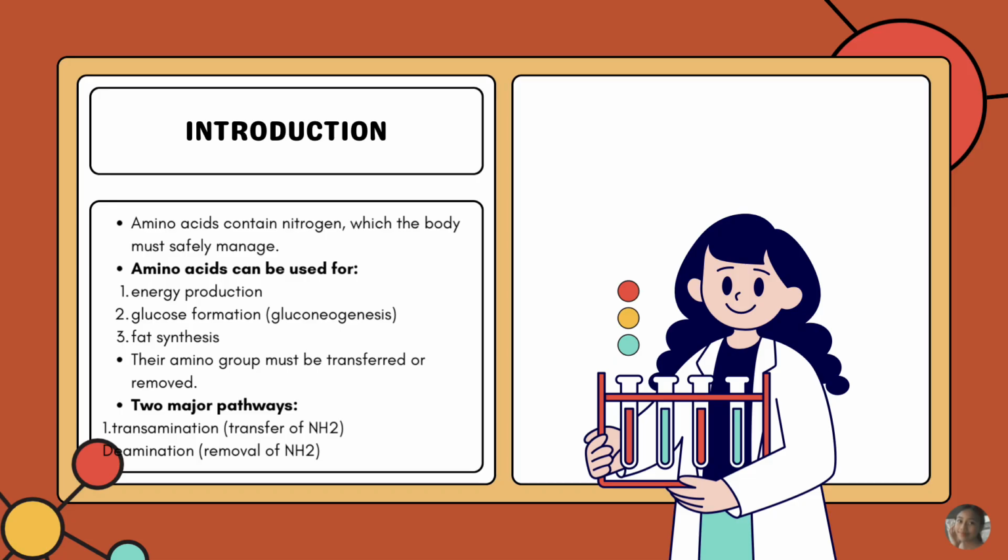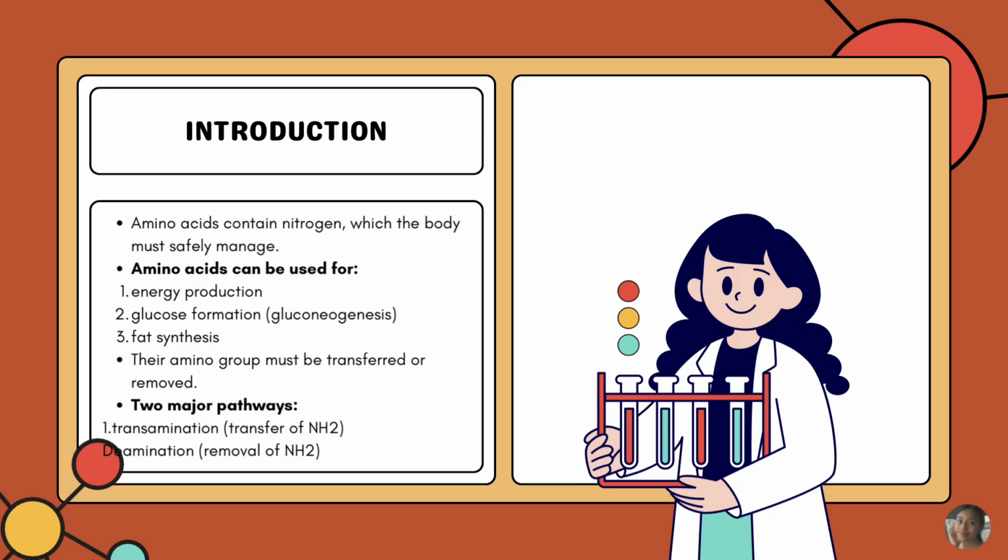So, as a brief introduction, we are looking at what happens to amino acids after we consume them, focusing on nitrogen management. We know that amino acids are incredibly versatile and that the body can use them for many things, which could be generating energy, forming new glucose through gluconeogenesis, or even synthesizing fat for storage. And we know that these amino acids contain nitrogen, and the body must safely manage these components regardless of how the amino acid is used.